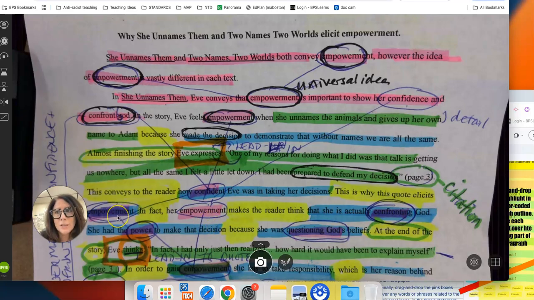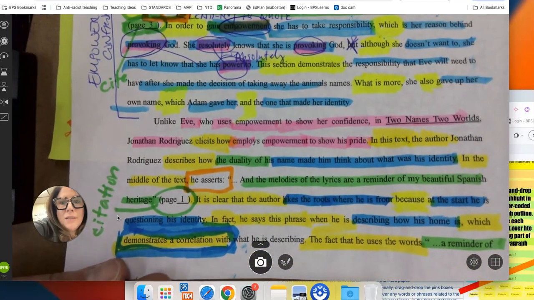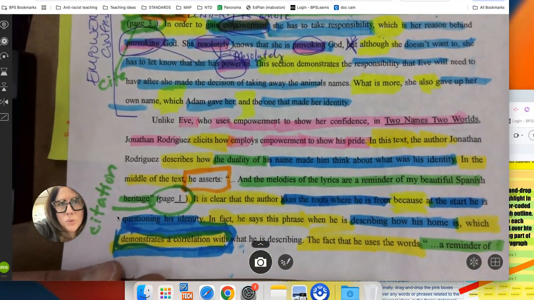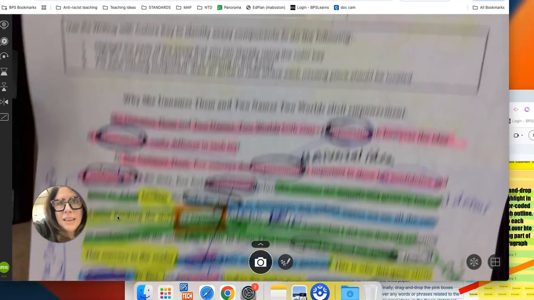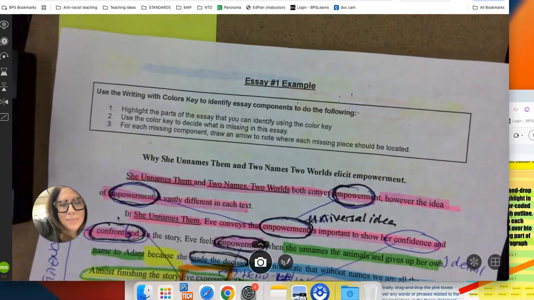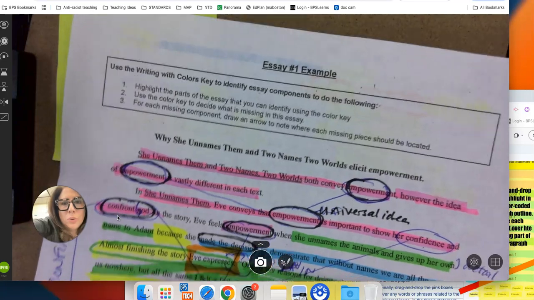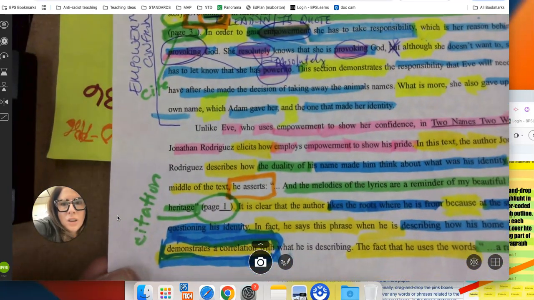So I'm going to pause. If you are absent, what you want to do is make sure that you have done something like this to the essay that looks like this, essay number 1 example, and that this is in your notebook. This is from last week. It is our first work for term 2. So it's important that you have done this highlighting on your own.